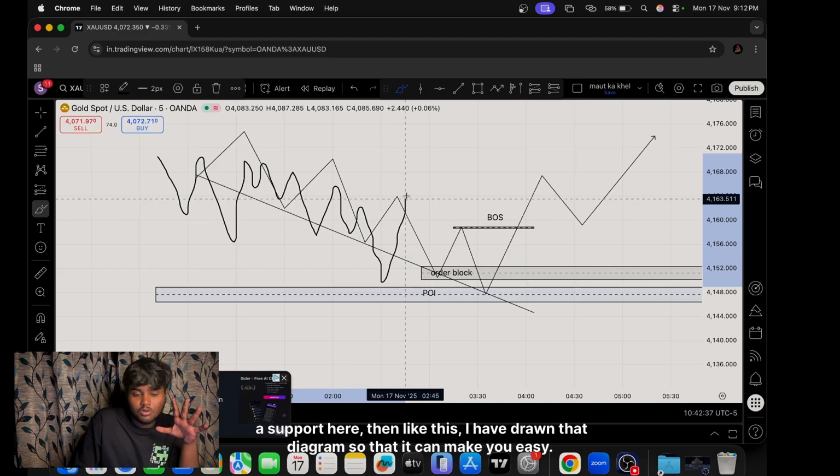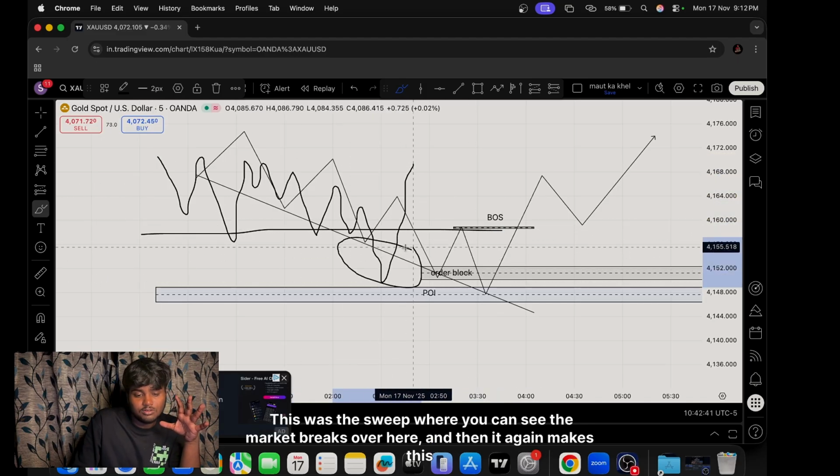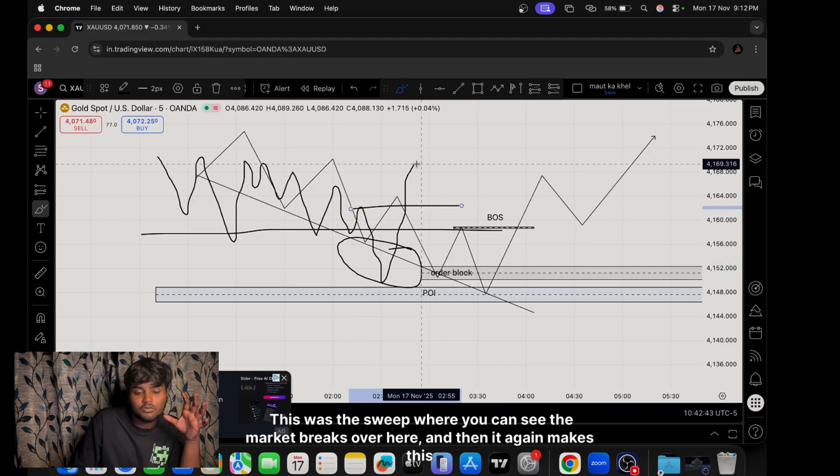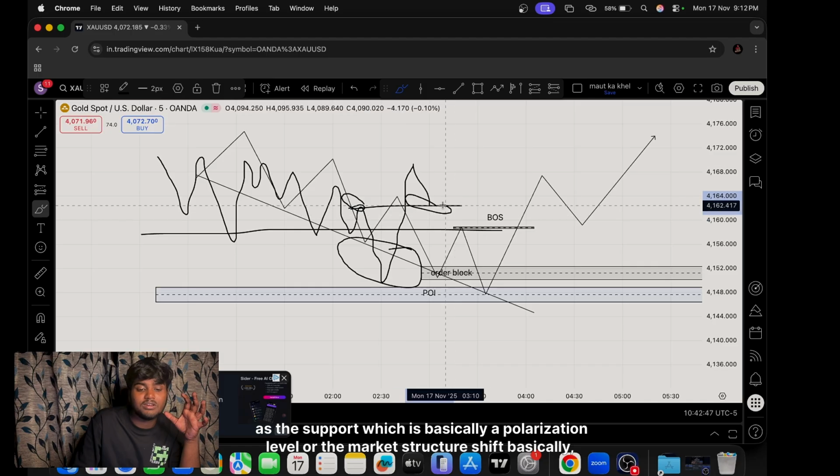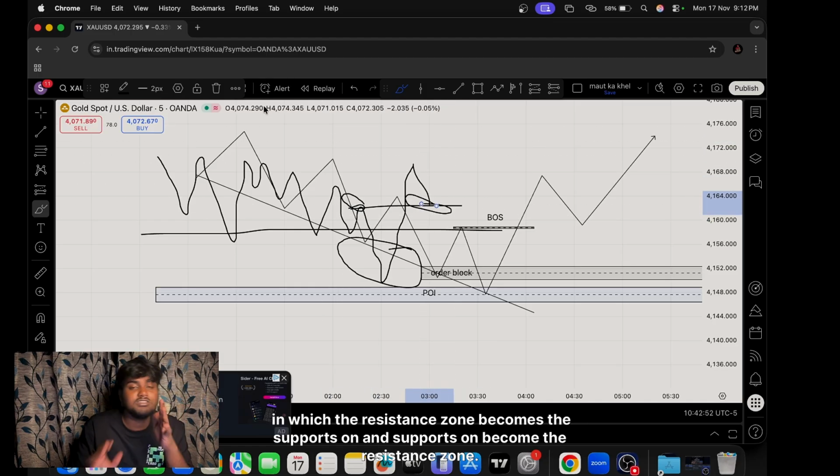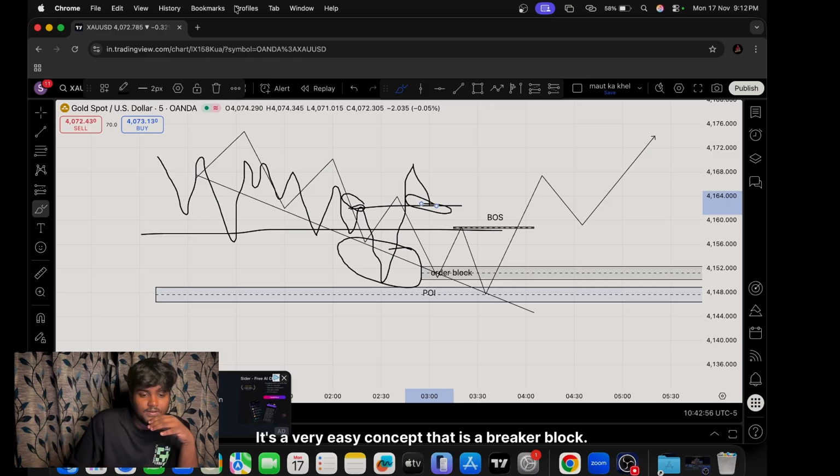I have drawn that diagram to make it easy for you. This was the sweep where you can see the market breaks over here, and then it again makes this the support, which is basically the polarity level or the market structure shift, in which the resistance zone becomes the support zone and the support zone becomes the resistance zone. It's a very easy concept, that is a breaker block.